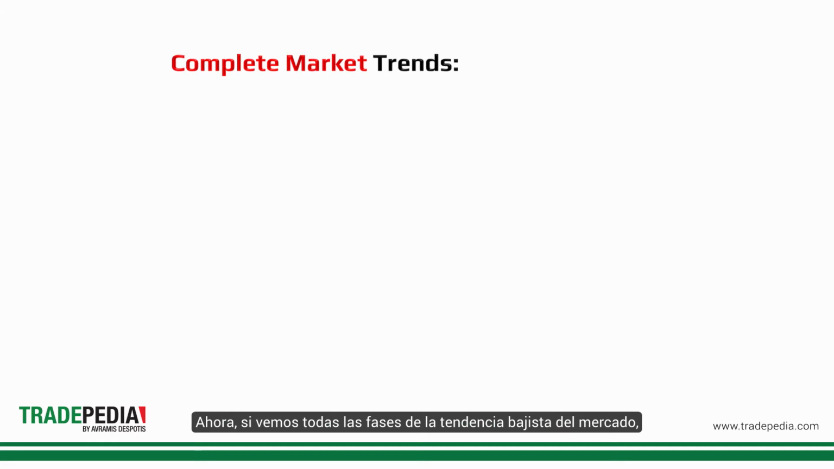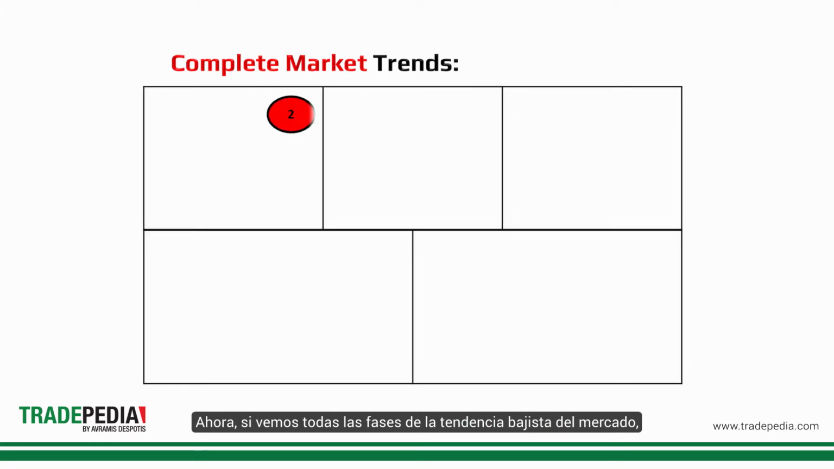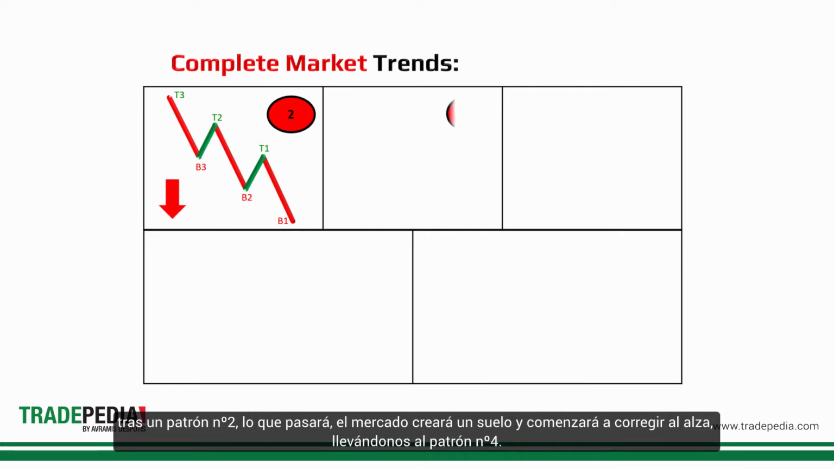Now, if we were to look at all the phases of the market downtrend, in pattern number 2, we have a strong downtrend in the market. After pattern number 2, what will happen? The market will make a bottom and start correcting upwards, leading us to pattern number 4.